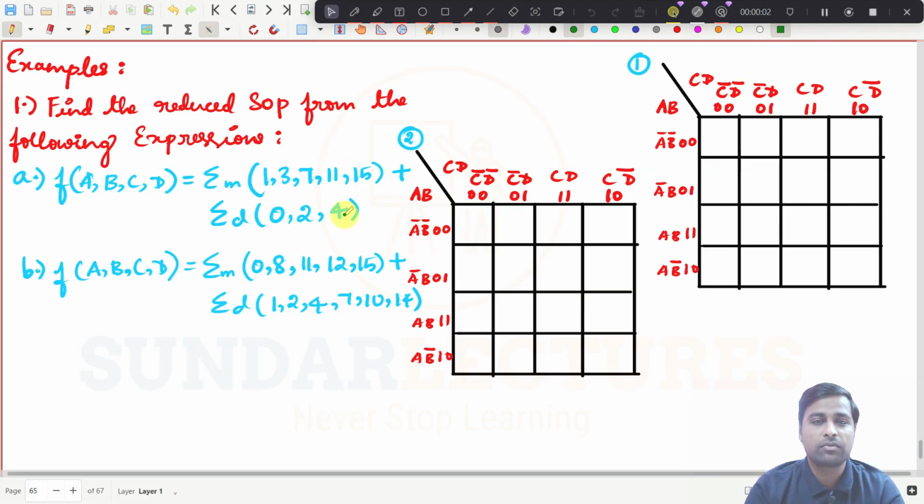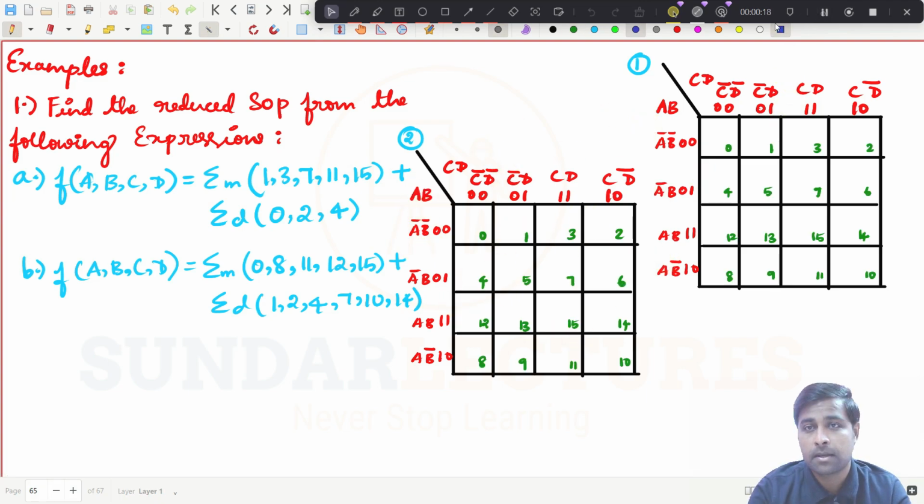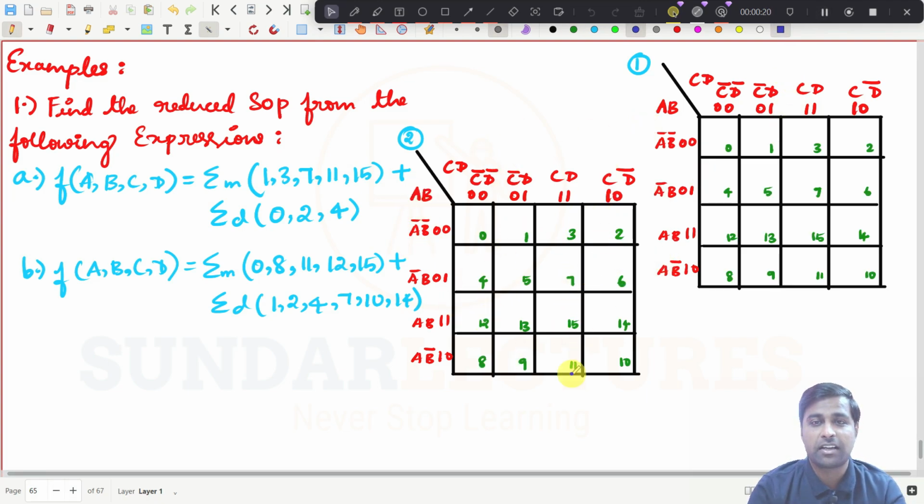Okay. See now, we have taken two examples. Find the reduced SOP from the following expressions, and they will give you like this. For example, don't care condition if the question is like this, right? So what we can do now, I will just put the min terms here so that it will be easy. See here, I've just written the min terms, and now we can do this one, right?